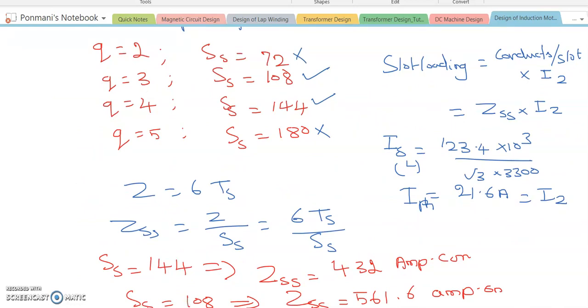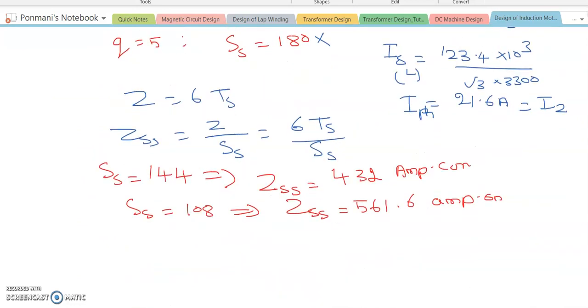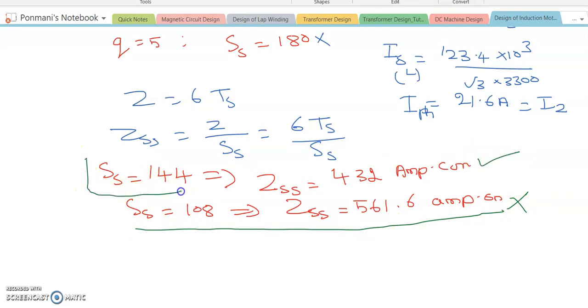So this cannot be considered, this SS cannot be considered, because it exceeds 500 amperes, so it will not be chosen. So this is the final value of total number of slots. The total number of slots we have calculated is 144.